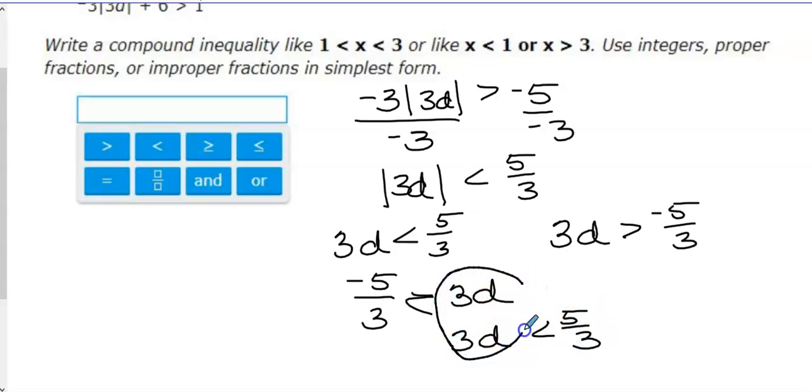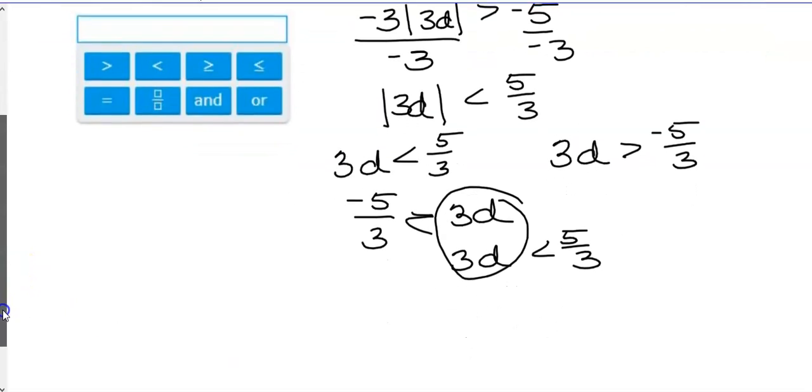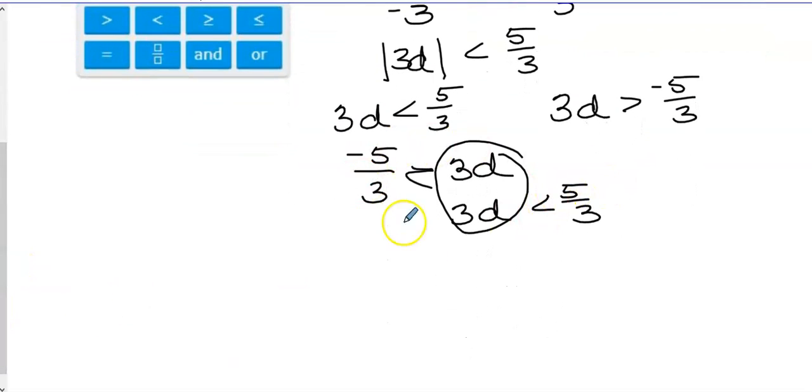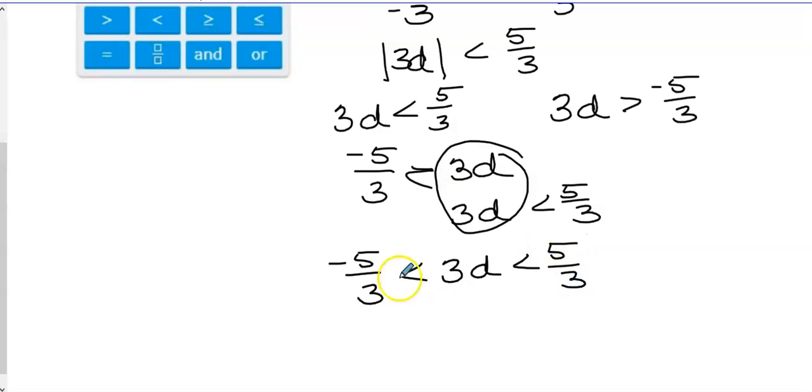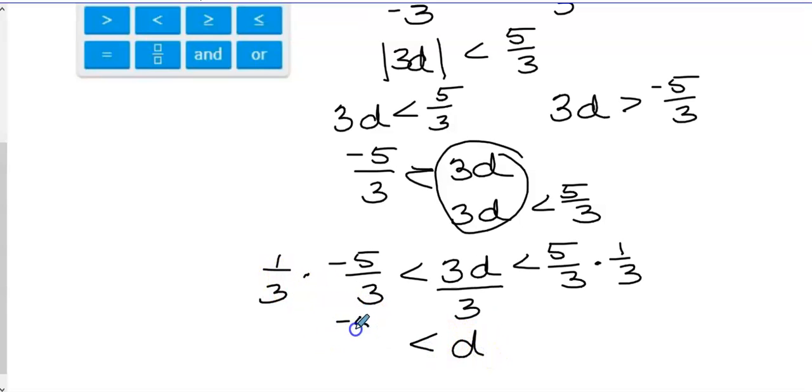So you can see that this is going to go in the middle. You don't have to write all this part. Once you get to this right here, take the opposite of this, negative 5/3, less than 3D, less than positive 5/3. Now just divide everything by 3, which is the same as multiplying by 1/3. So that's D in the middle. That's going to be negative 5/9.